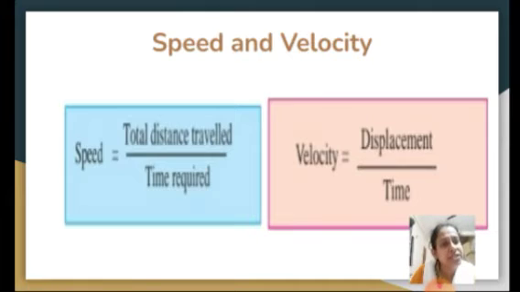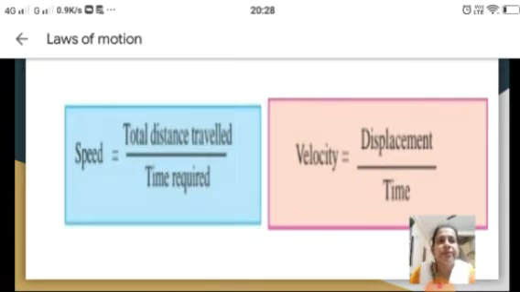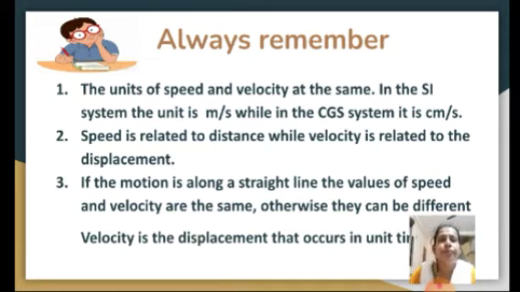the CGS unit, that is a lower unit, below meter, is centimeter. So therefore the lower unit or CGS unit is centimeter per second. Both of them have the same unit. So let's try to conclude what we have learnt here. Always remember, the units of speed and velocity are the same. In the SI system, the unit is meters per second, while in the CGS system, it is centimeters per second.